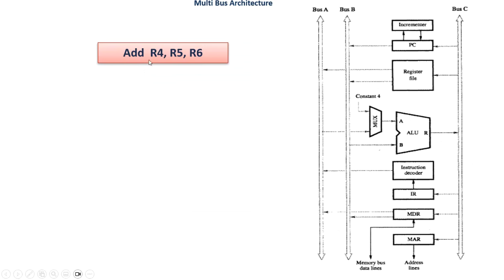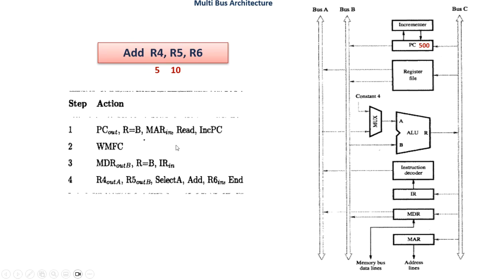The example instruction is add R4, R5, R6. First we understand the meaning of this instruction. The content present in the R4 register and the content present in the R5 register are both added. The result can be stored in the R6 register. Let's assume the values are 5 and 10. The expected result is 15, which can be finally loaded into R6. And assume this instruction is present in your random access memory at the address 500. So initially your program counter contains the starting address of your instruction. Now your execution can be started by means of this collection of control signals.